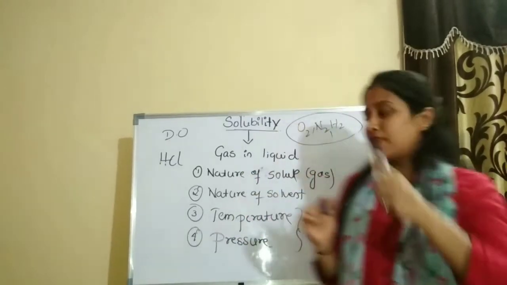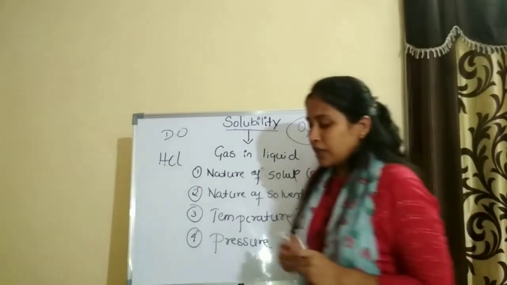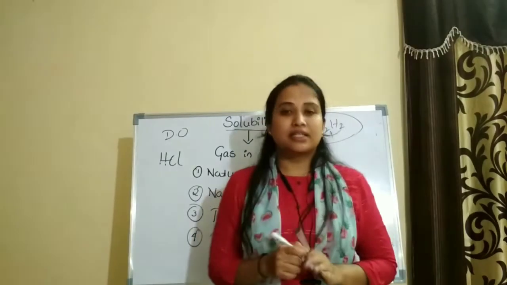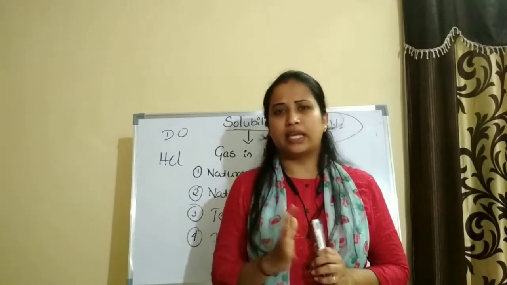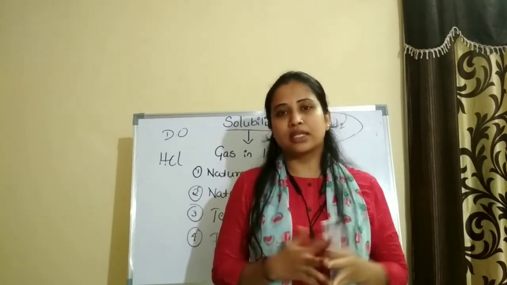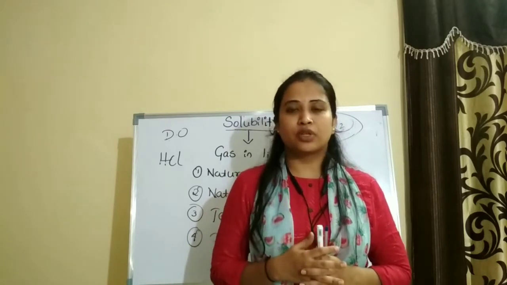Okay, the next factor that we are going to take is the temperature, very important. You might have observed that during the summer season, most of the aquatic animals will die. You might have seen it even in the news. Most of the aquatic animals will die. So what is the reason for that?